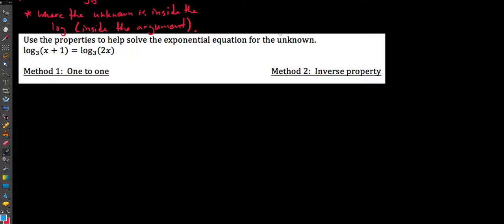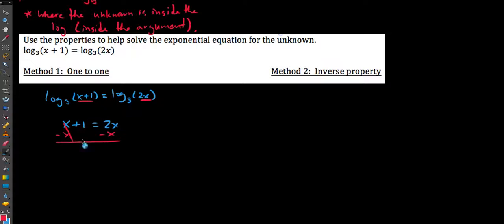It says use the properties to help solve the logarithmic equation for the unknown, and we're still going to list any decimals out to 4 decimal places if appropriate. So what we have here is log base 3 of x plus 1 equals log base 3 of 2x. You can see that the one-to-one property certainly applies here, so we can already equate our arguments, x plus 1 equals 2x. We'll want to get all of our x's on one side here.